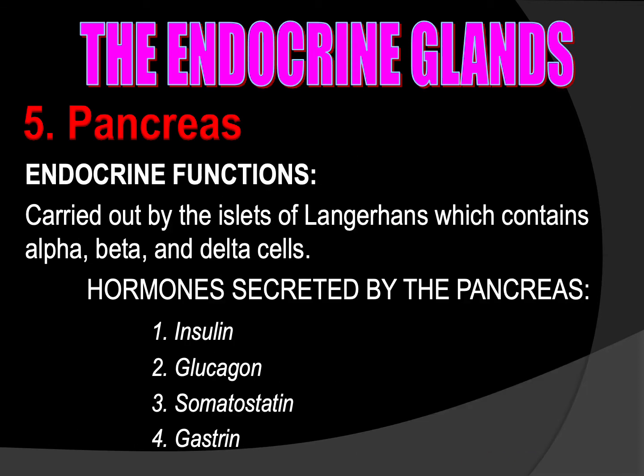The endocrine functions of the pancreas are carried out by the islets of Langerhans, na merong alpha, beta, and delta cells. There are several hormones secreted by the pancreas, that's insulin, glucagon, somatostatin, and gastrin. But the most common is insulin and glucagon. Insulin is secreted by the beta cells, glucagon, alpha cells, somatostatin, delta, and gastrin, also delta cells.